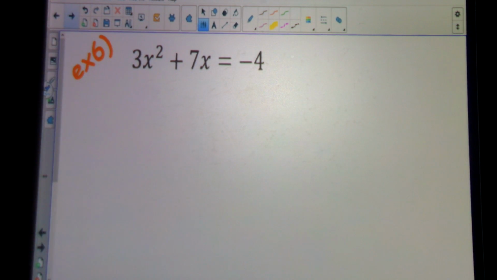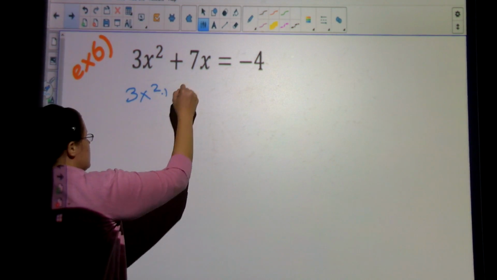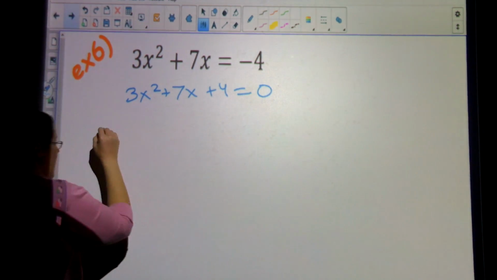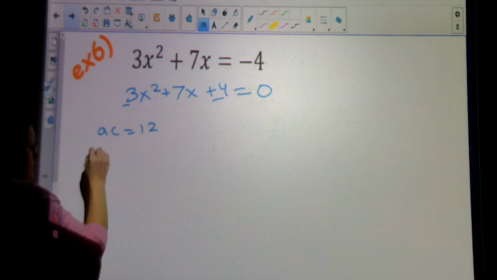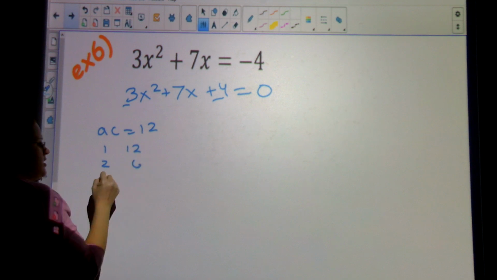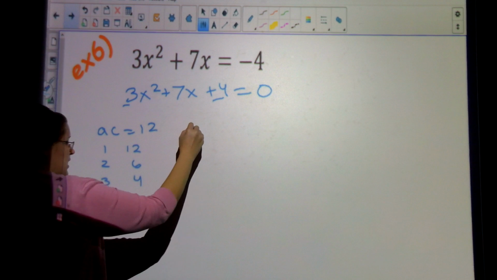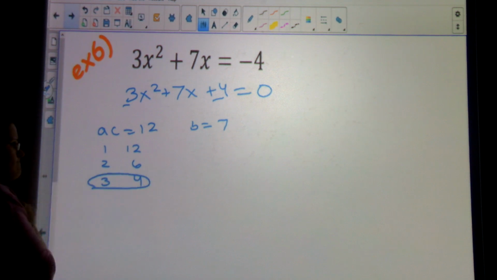Let's keep trying a few because this is new. Once again, factoring is so important. So I have 3x squared plus 7x plus 4. AC is 3 times 4, which is 12. So things that multiply to 12 are 1 and 12, 2 and 6, 3 and 4. B is 7. So which ones add to be 7? Right here, 3 and 4.